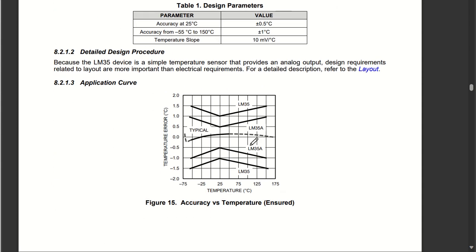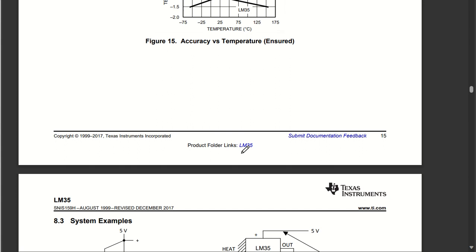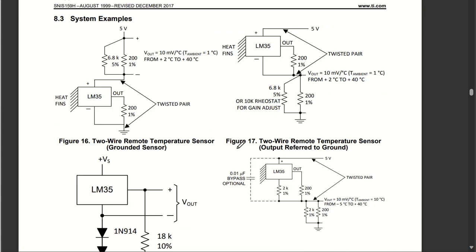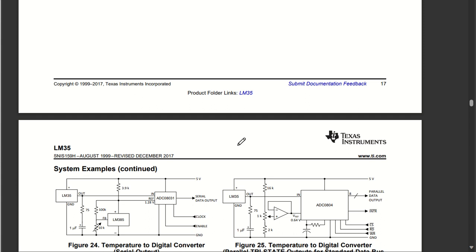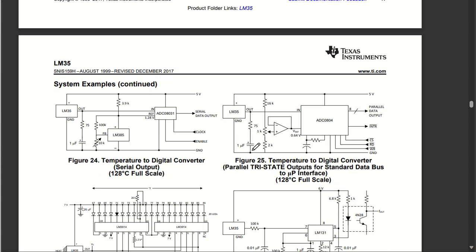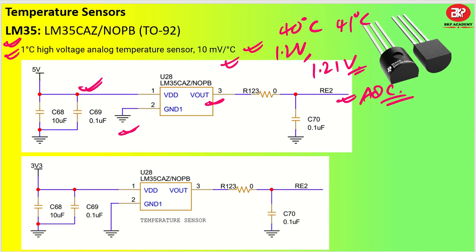And you can see the application curve. This is LM35 or LM35A. It has a very small temperature error. So let's not waste time here. Let us move directly to the circuits that we have developed. The circuit was very easy. You can directly take the output to your ADC and decide what the temperature value is. Got it?